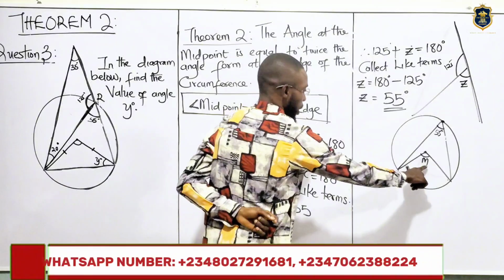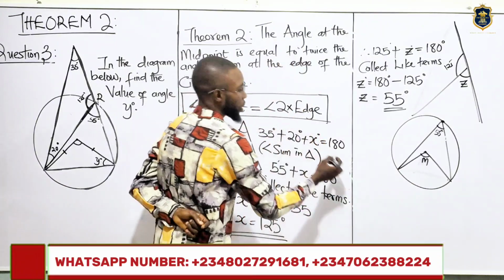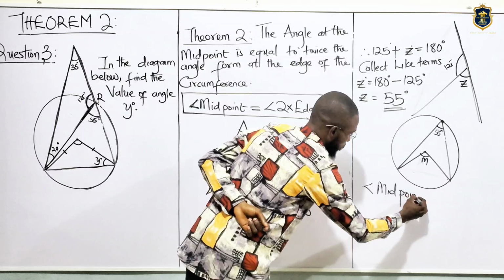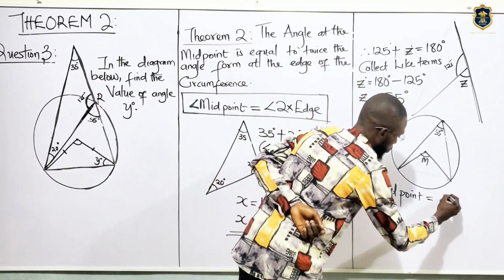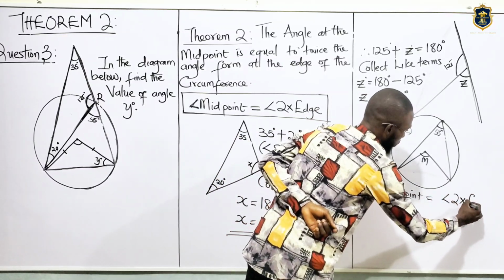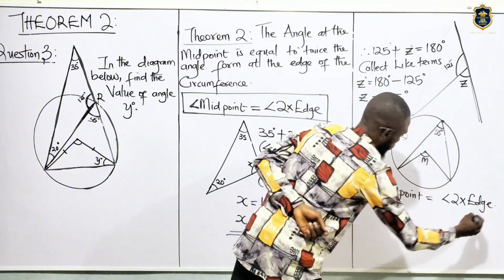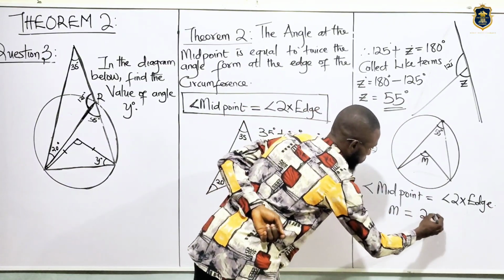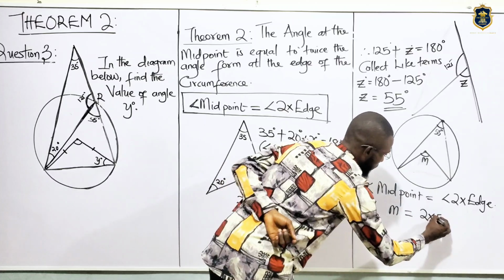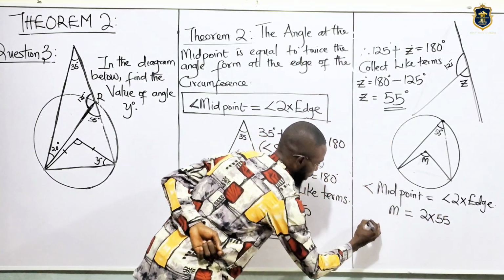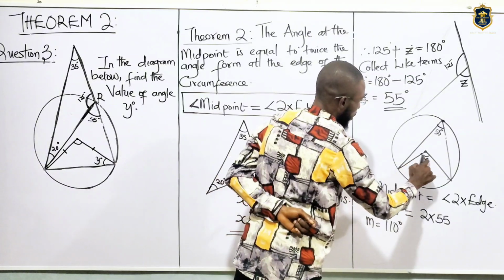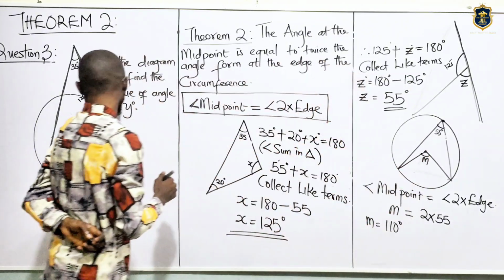You know that this angle M, look at it, the angle at the midpoint, is equal to what? Twice the angle at the edge, right? So what's the angle at the midpoint? Let's call it M. M is equal to 2 times the angle at the edge, 55. Now we know that the angle at the midpoint is 110 degrees. We now know this angle to be 110 degrees.